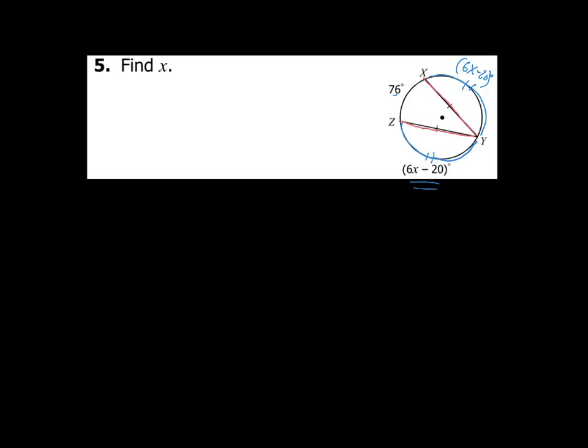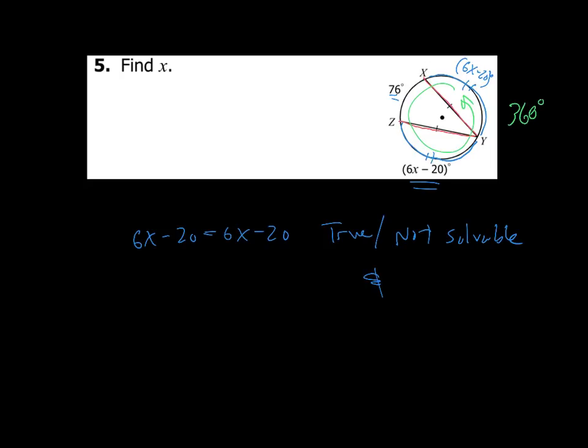And then I have that this is 76 degrees here. Now, if I set 6x minus 20 equal to 6x minus 20, this is true, but not solvable. So what I need is a true and solvable statement. Well, what do I know? I know that all the way around is 360 degrees, and I can account for all three pieces to get all the way around. So how about 6x minus 20 twice?